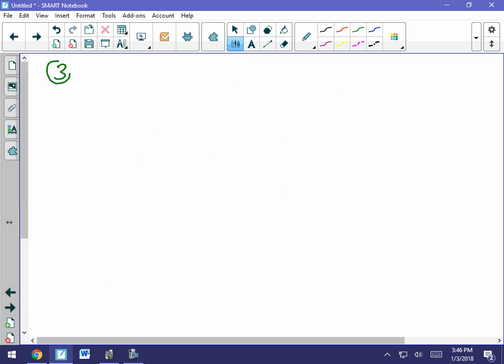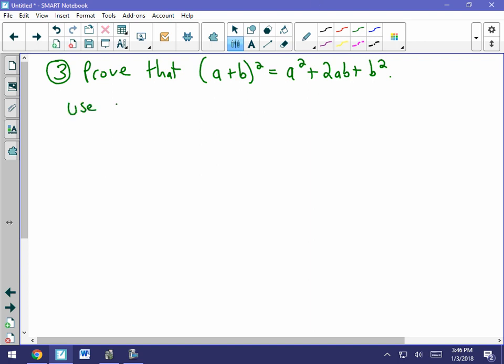Okay, a couple more examples here. This one says prove that a plus b quantity squared is equal to a squared plus 2ab plus b squared. And then it says use it to calculate 35 squared. And so I want to use my identity to do that in a quick fashion.